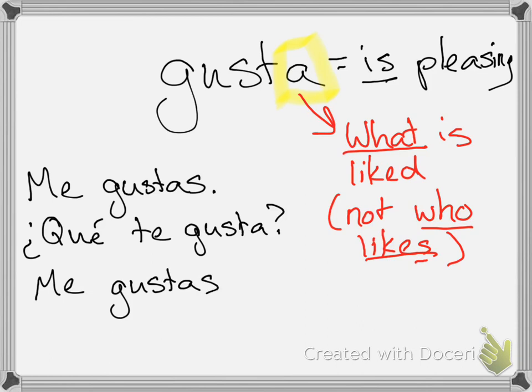Now, let's look at this for a little bit. Gustas, that S on the end, represents you. So what he was saying is, me gustas tú, or I like you. Such a nice thing to say if I actually understood what he was saying. So the end of this is representing, once again, our what, or in this case, who, is liked, not the person who does the liking. So let's look at another example.